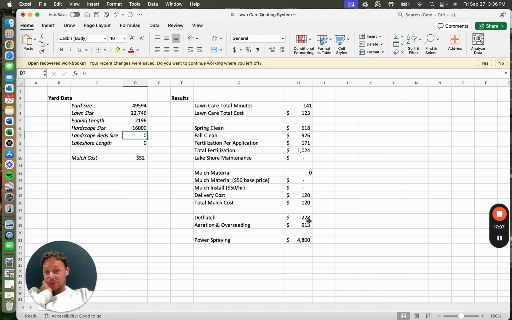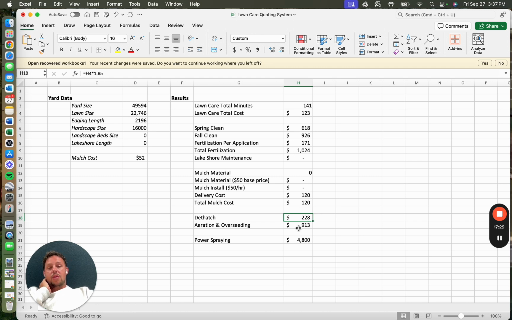And look, these prices went up. You know why? Because these are multiples of how much the lawn is. Aeration takes twice as long, so we added more labor to this. Dethatch is 1.85 times the amount of time it takes us to do lawn care, so multiplied by our lawn care price.